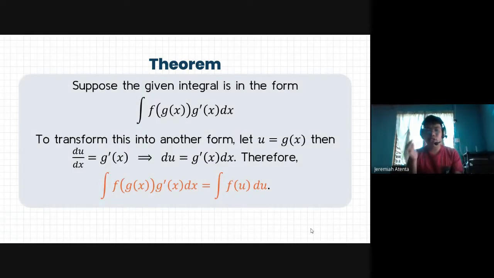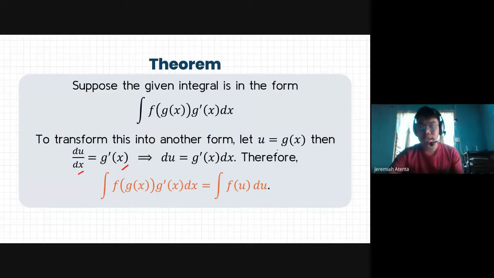The theorem states that suppose the given integral is in the form the integral of f of g of x times g prime of x dx. To transform this into another form, we will let u be equal to g of x. Then du over dx, or the derivative of u with respect to x, is equal to g prime of x, which is the derivative of g with respect to x.